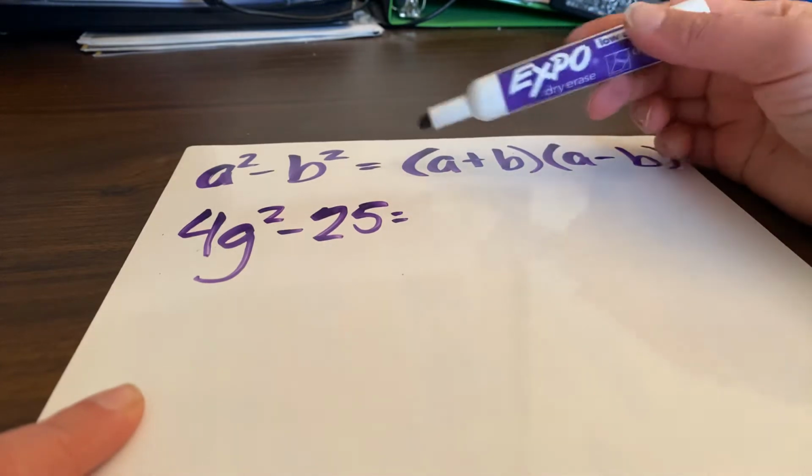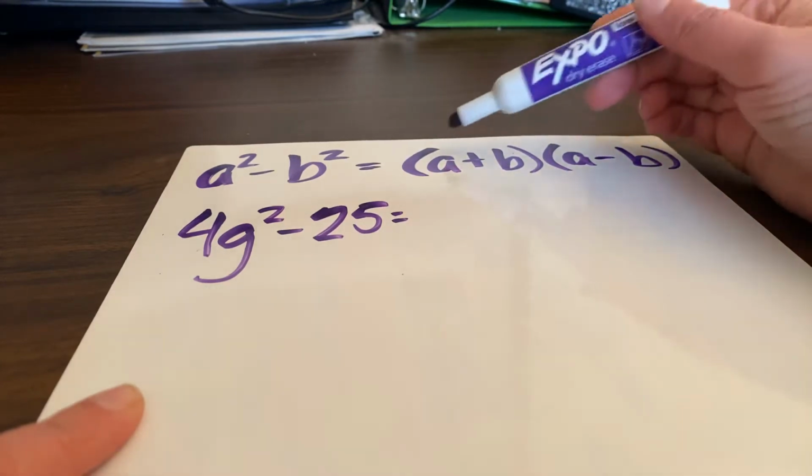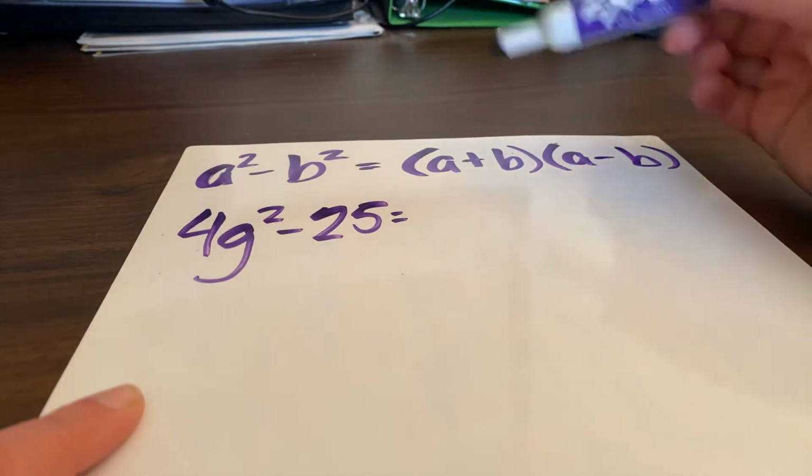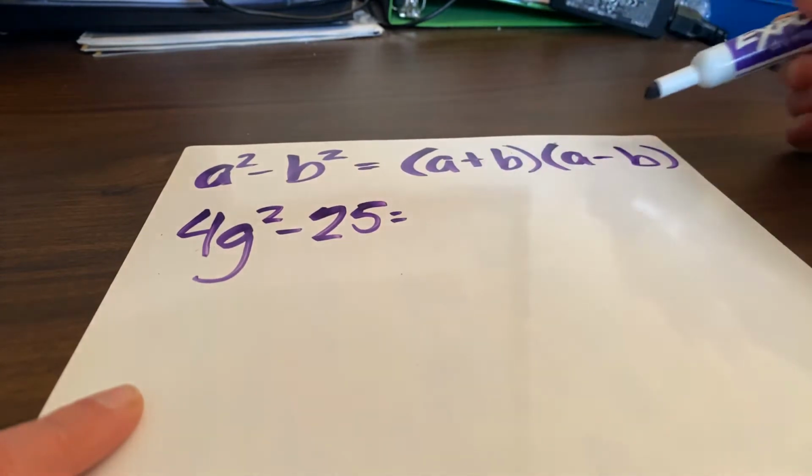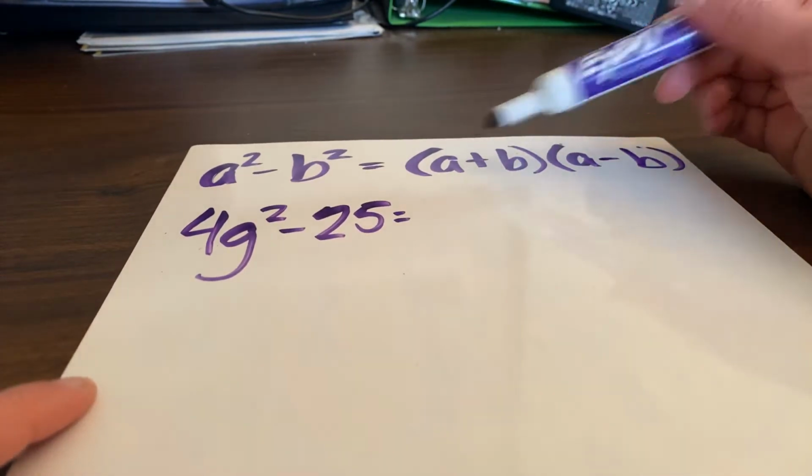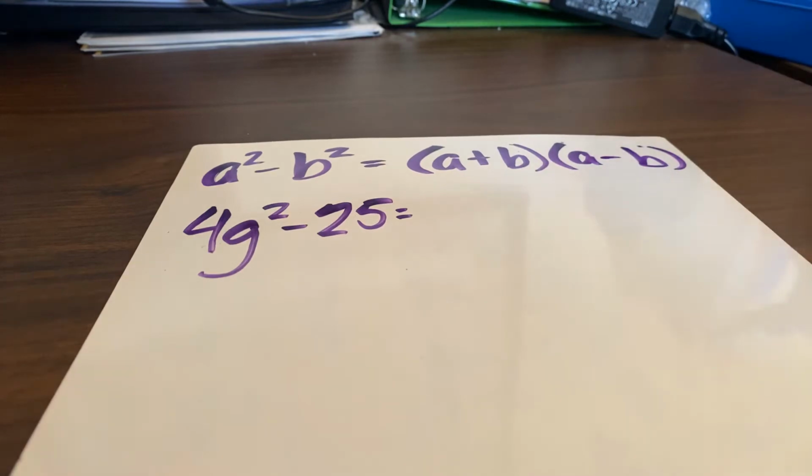We take the square root of the first term, and that becomes our first term, and we take the square root of the second term, and we put that guy here. And we have a plus sign and a minus sign. Okay, so we have to be looking for patterns when we are factoring. It's all about looking for the patterns and then applying the patterns.